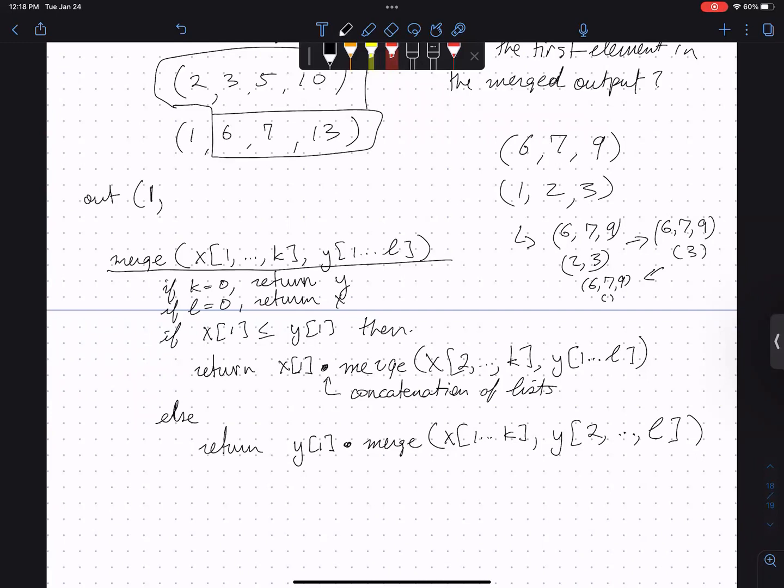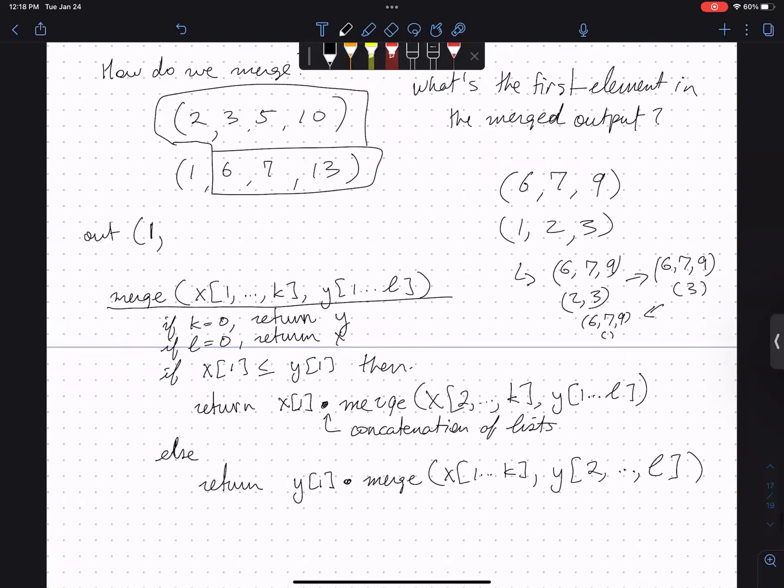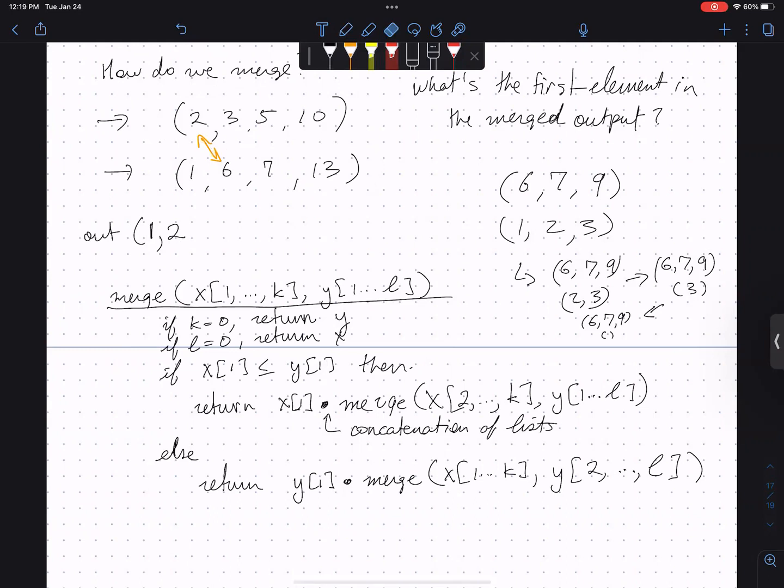All right, so let's see. On this one, let's see what happens. We put 1 and we make a recursive call as I've drawn. Then we compare 2 and 6. And so 2 is smaller. That means that we put it in our output and reduce the X list.